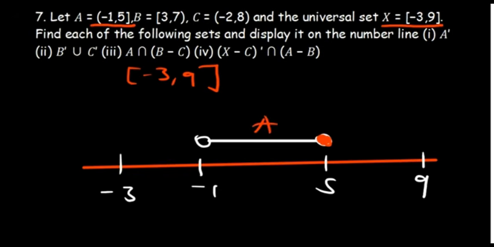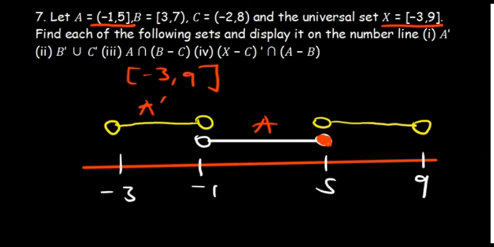So the complement of a set includes whatever is not part of that set, but within the universal set. So it's going to move from this point to that point, and from this point to that point, because that is the region that is not part of what? A. So that is our A complement. We have two sides.